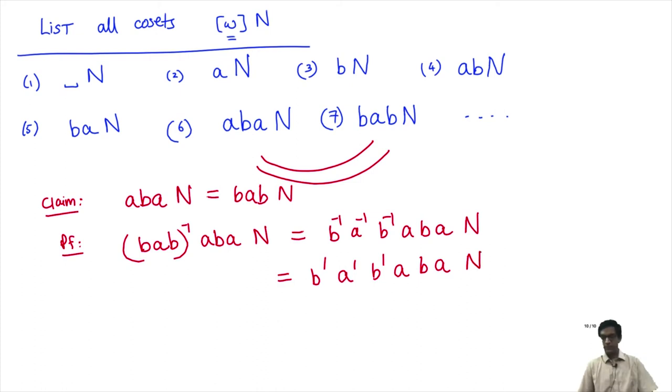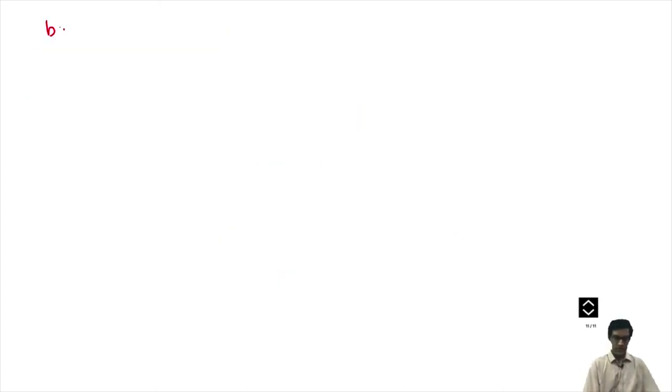Now, we have already proved the following, that whenever you see primes in a word, you can replace the primes by the unprimed alphabet, and that still gives you the same coset. So this is now BABABAN. Okay, now look at this word here, BABABA. Well, what is BABABA? That's just the word BA cubed.